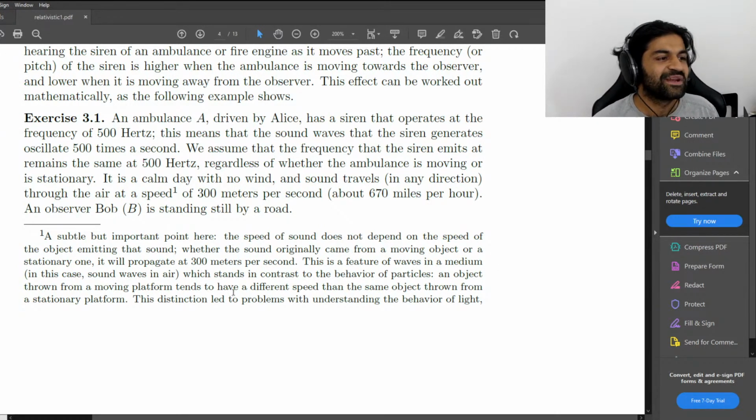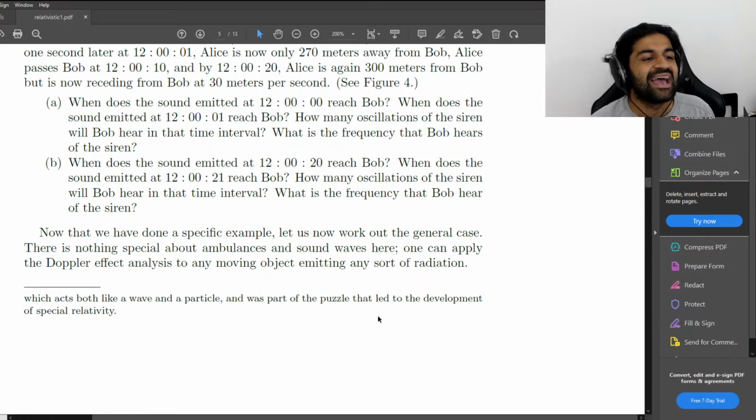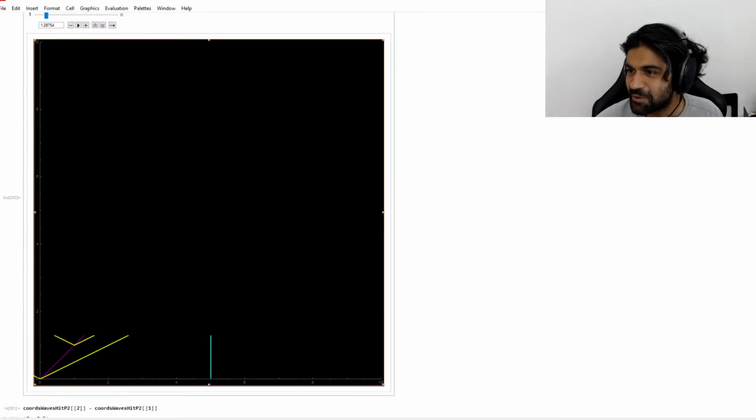It will propagate at 300 meters per second. This is a feature of waves in a medium, in this case, sound waves in air, which stands in contrast to the behavior of particles. An object thrown from a moving platform tends to have a different speed than the object thrown from a stationary platform. This distinction led to problems with understanding the behavior of light, which acts both like a wave and a particle, and was part of the puzzle that led to the development of special relativity. So I want to just make that point clear.